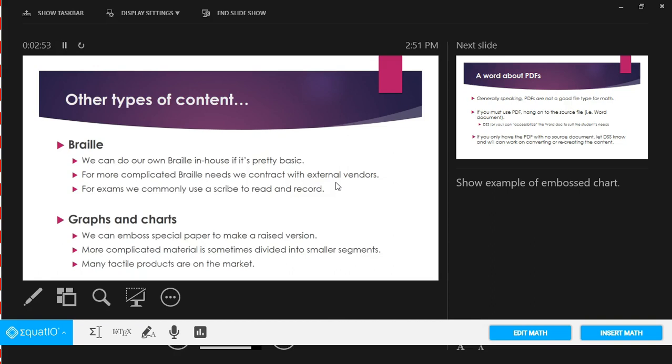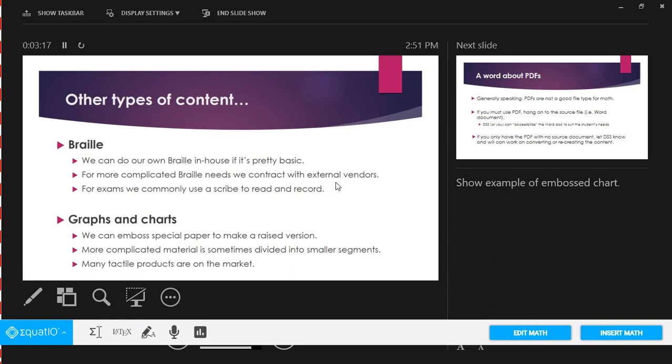There's so many tactile products on the market. It's really, really cool. There's so many tactile graphs. There's so many tactile maps. So sometimes it's fun to just Google that and just see what's out there. So we also have the ability to provide some of those products because a lot of times they're relatively inexpensive. But yeah, there's so many opportunities to make math and science accessible for students with disabilities.